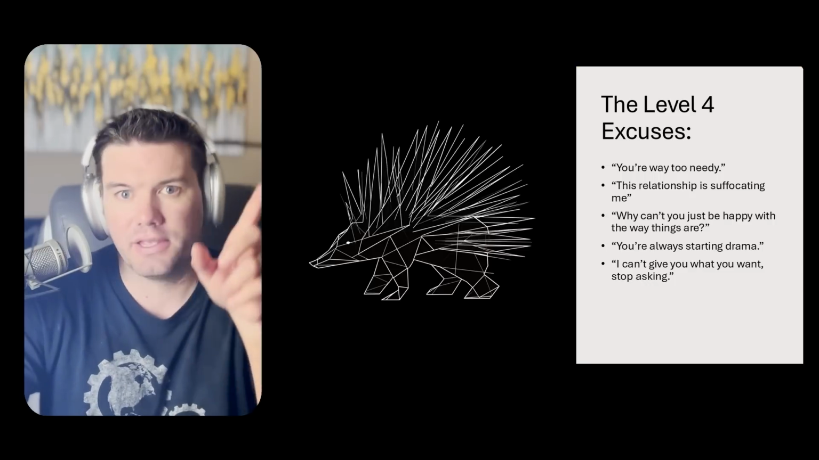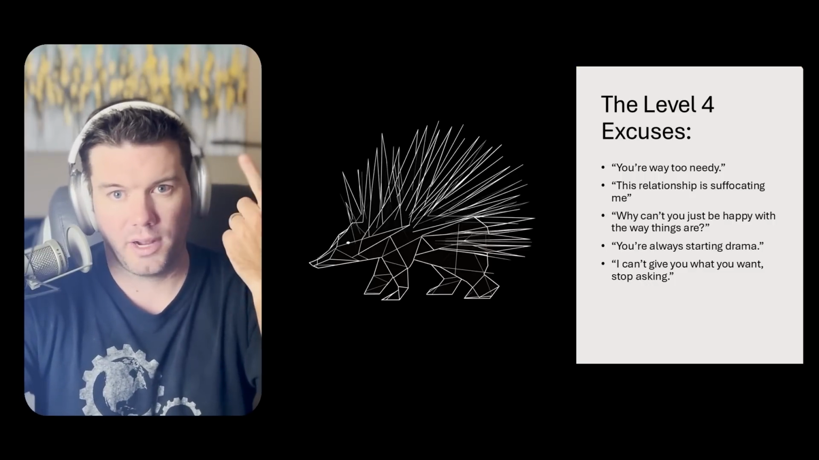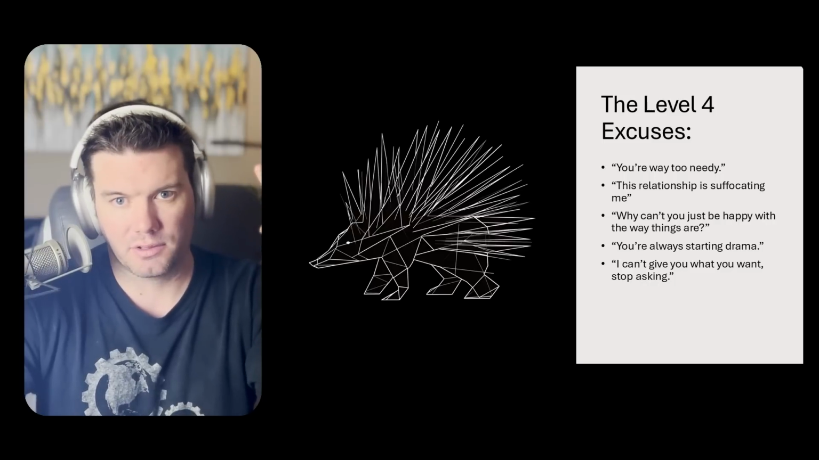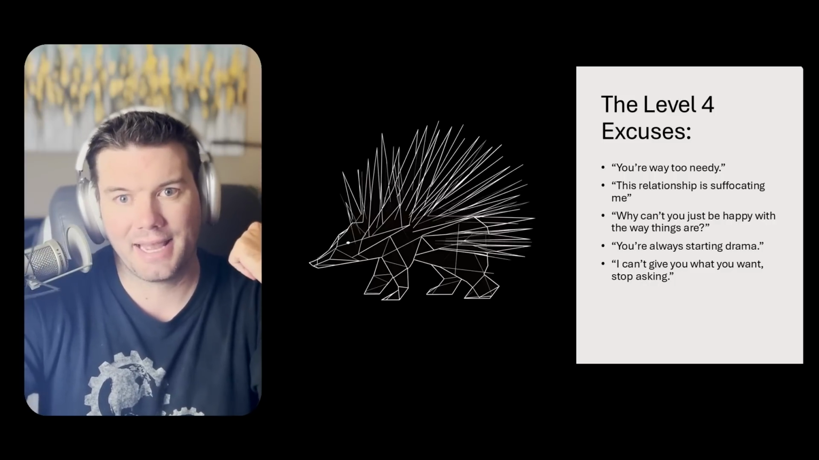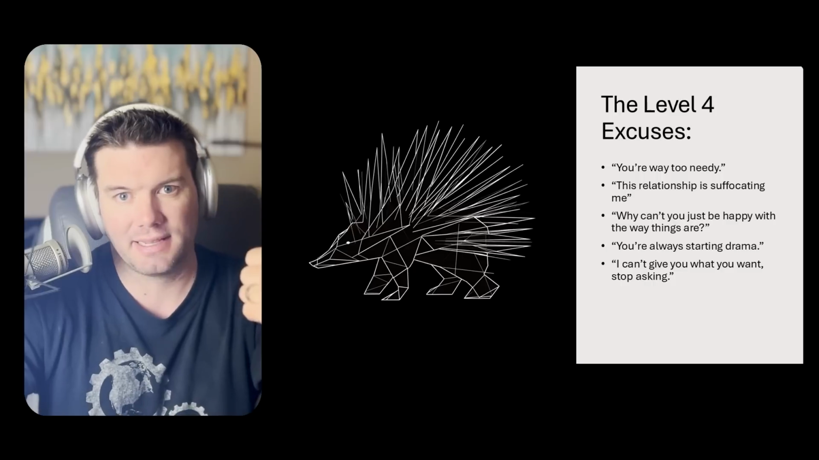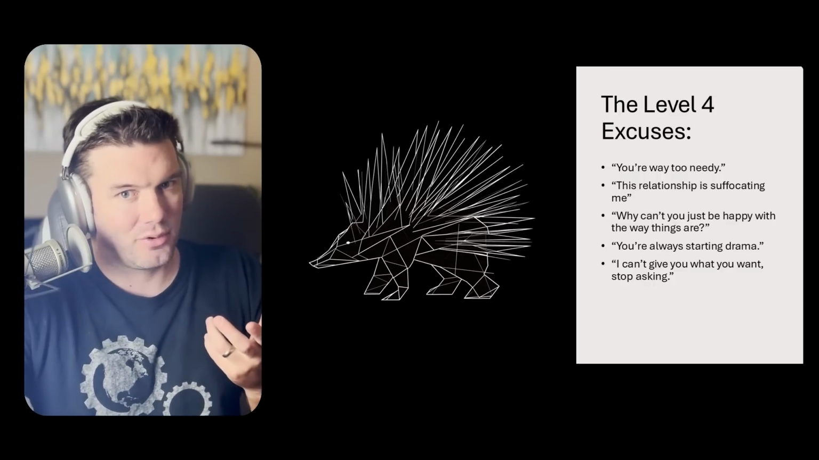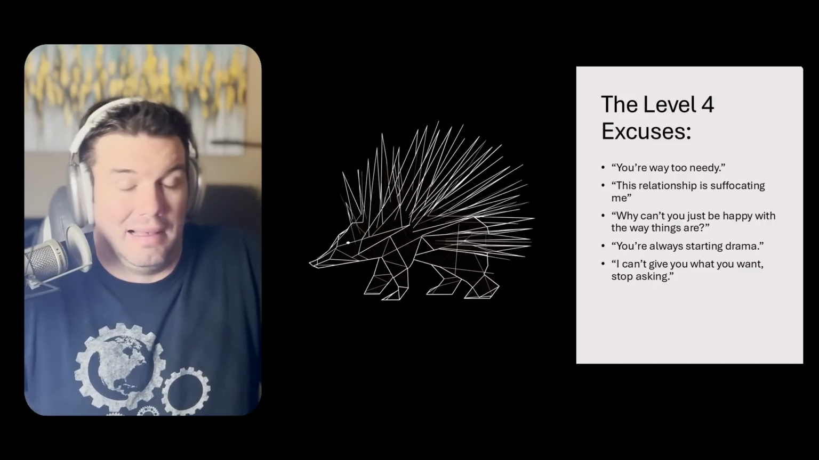Let's use our standard example: "Hey, can we talk about how we've been feeling lately?" If you ask that, a level 4 avoidant doesn't just withdraw, they're going to lash out. Their withdrawal comes with barbs designed to push you away harder. Some of the excuses to expect: "You're way too needy. This relationship is suffocating me. Why can't you just be happy with the way things are? You're always starting drama. I can't give you what you want. Stop asking." You'll also notice my tone got a little bit angry as I said those things. Well, that's the porcupine spikes.